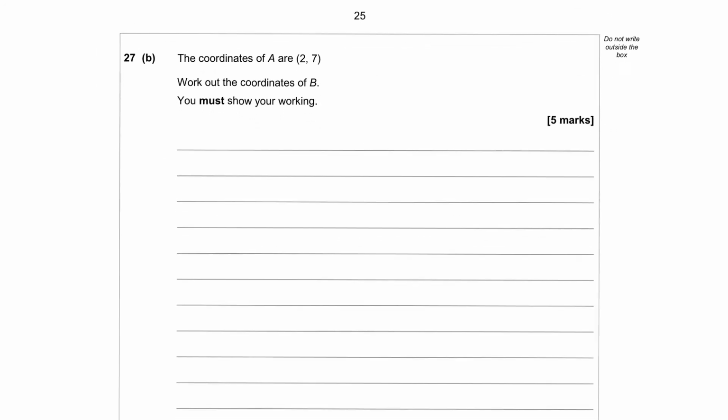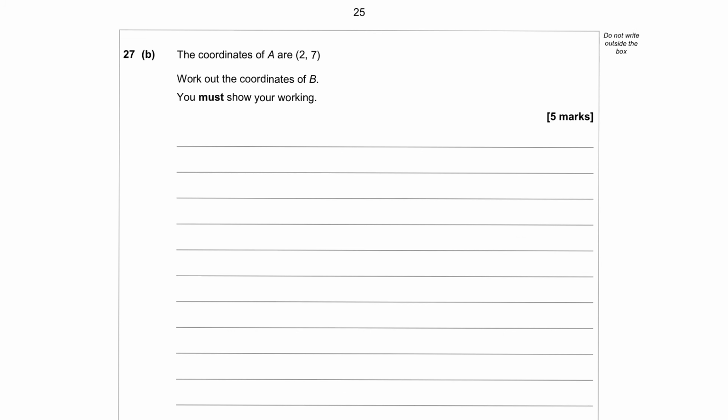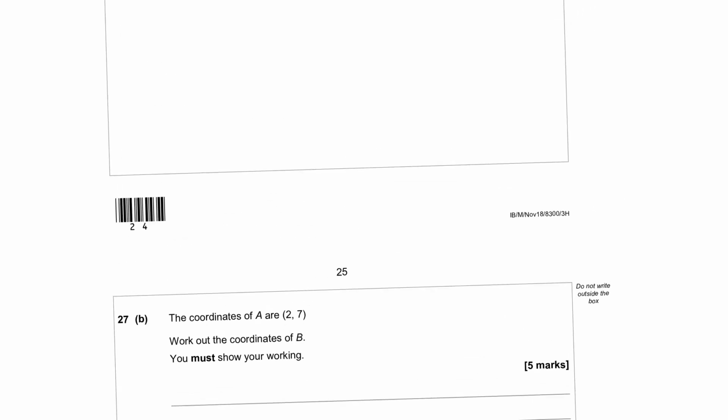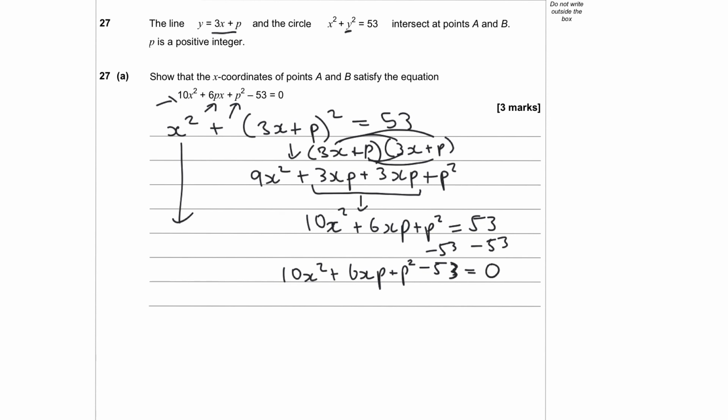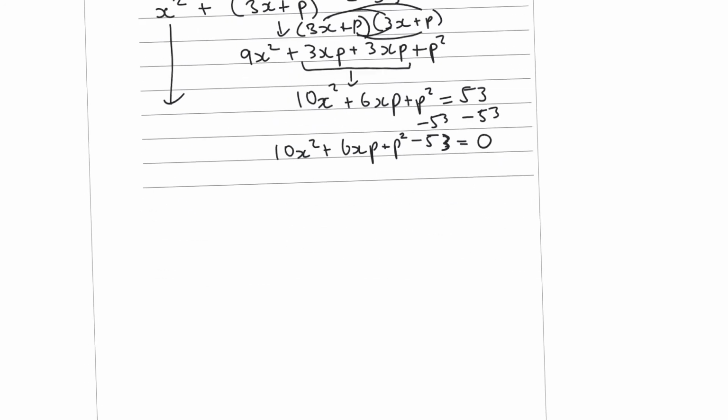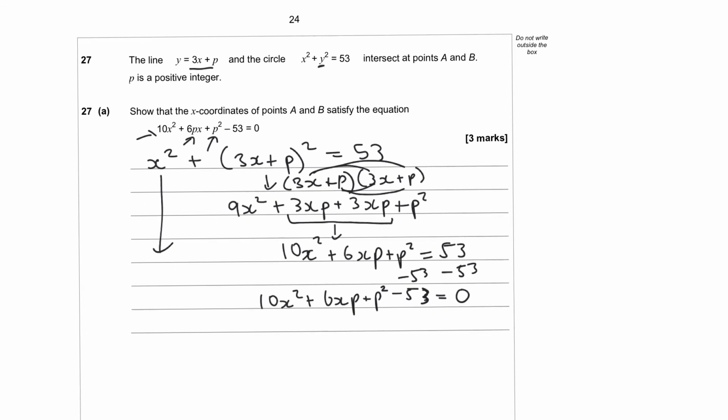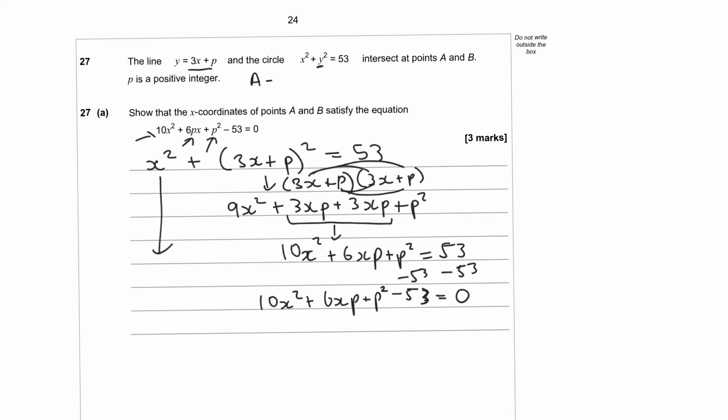It says write down the coordinates of A. No, it says the coordinates of A are 2, 7. So it wants us to write down the coordinates of B. So let's have a look. What we can do is substitute the coordinates of A, which were, if I scroll down again, 2, 7. I'm just going to rewrite it here so I don't forget. So A is equal to 2, 7. We can substitute the coordinates of A into this equation to work out what p is.